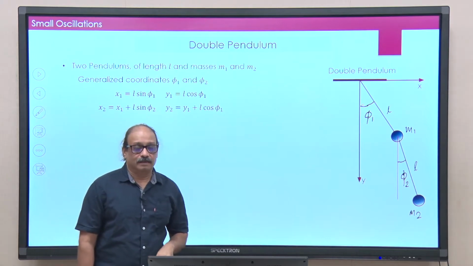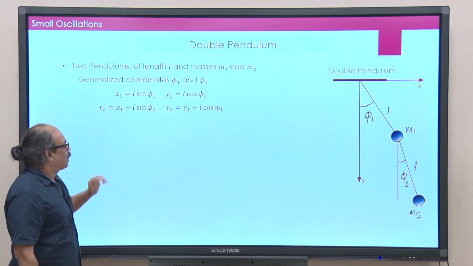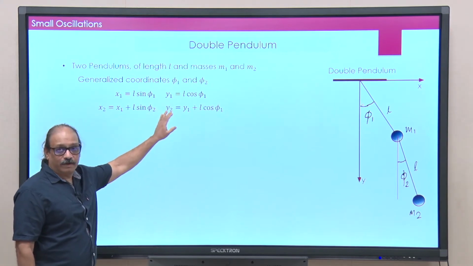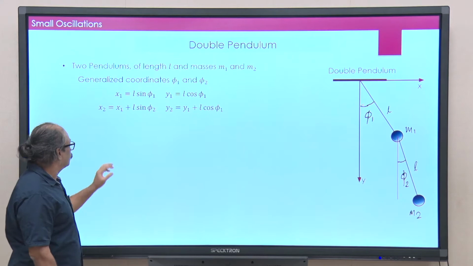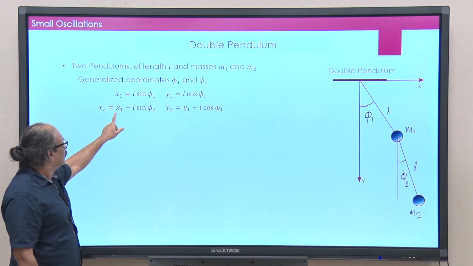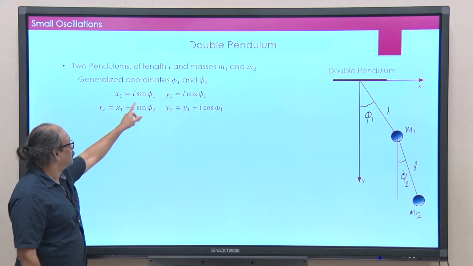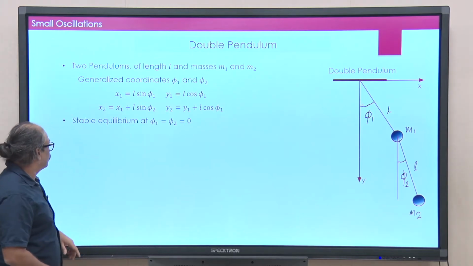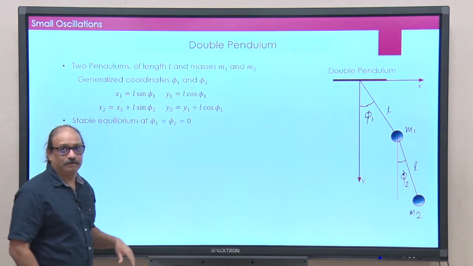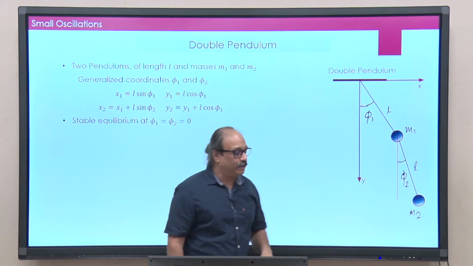So, that gives me the second coordinate, and then you write down the kinetic energy like you will always do. So, it would be half m1 times x1 dot square plus y1 dot square, plus half m2 times x2 dot square plus y2 dot square, and remember when I take x2 dot, that x1 dot also will go here. Okay. x1 is basically depending on phi 1. The equilibrium of course is when the entire bob is hanging vertically with phi 1 equal to 0 and phi 2 equal to 0.